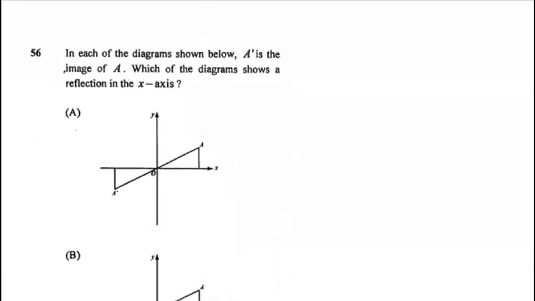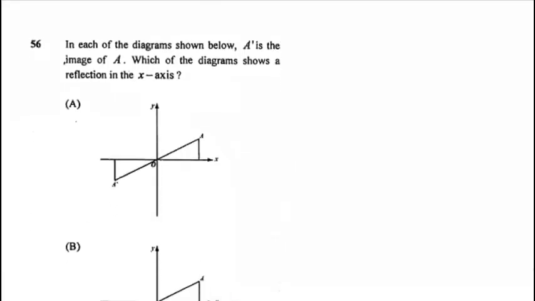So 56. In each of the diagrams shown below, A prime is the image of A. Which of the diagrams shows a reflection in the x-axis? So this is our y-axis, this is our x-axis. This is not a reflection as if A was reflected, it would be on this side, so it will be looking in a mirror. This is definitely not looking in a mirror. This is more so a rotation of the star at about 180 degrees.